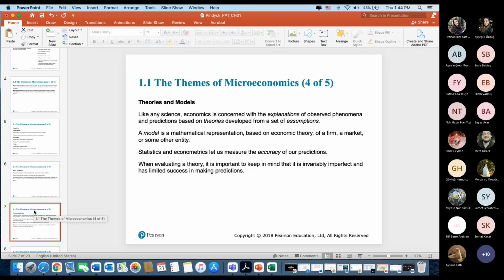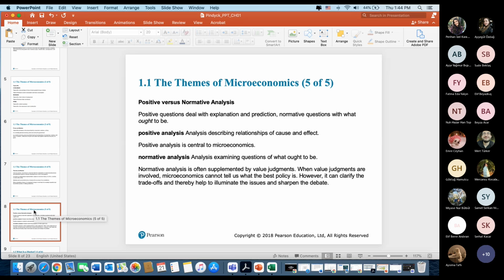So a model is a mathematical representation, based on economic theory, of a firm, a market, or some other entity. And statistics and econometrics let us measure the accuracy of our predictions. Therefore, when evaluating a theory, it is important to keep in mind that it is invariably imperfect and has limited success in making predictions.